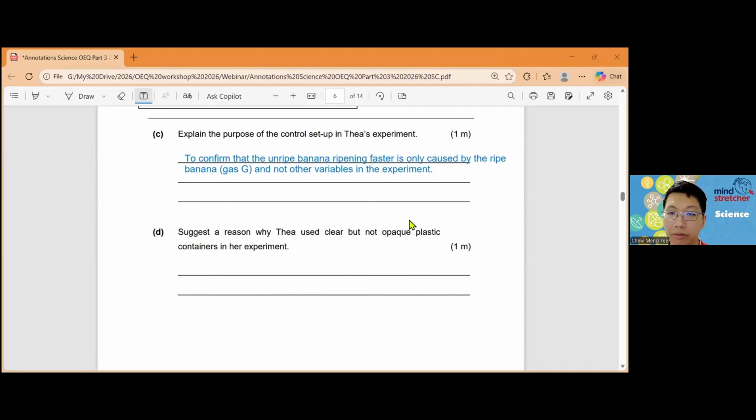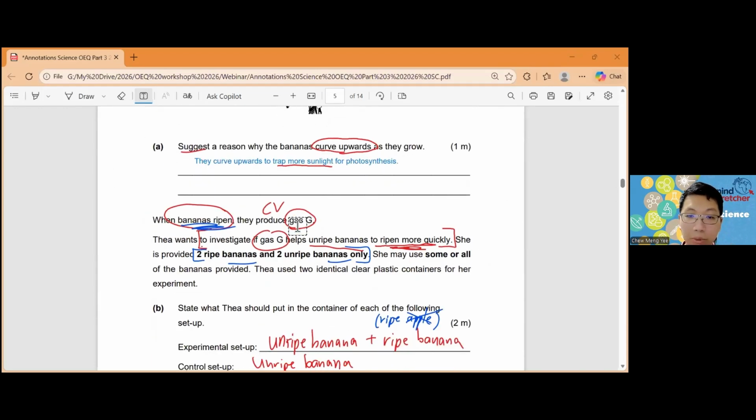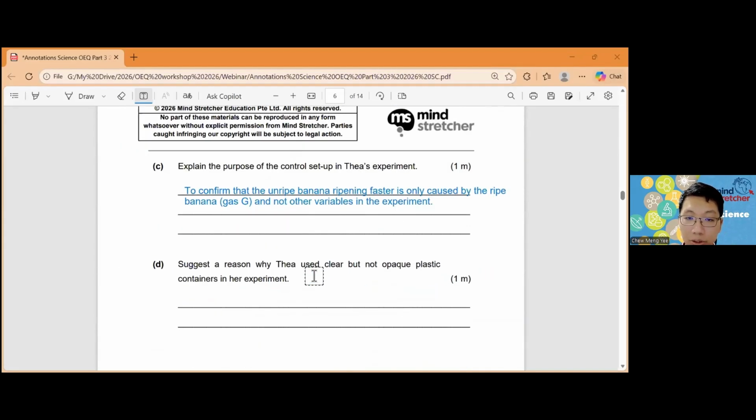Okay, next. Now, suggest a reason why she used clear but not opaque plastic containers in her experiment. So of course, this is just comparing between clear and opaque. This is a pretty straightforward question, but also a practical question. Now we have the bananas, and they're going to put them inside some jars, in order to trap the gas, or put inside a plastic bag, for example. Now they put in plastic containers. Why should this plastic container be clear and not opaque?